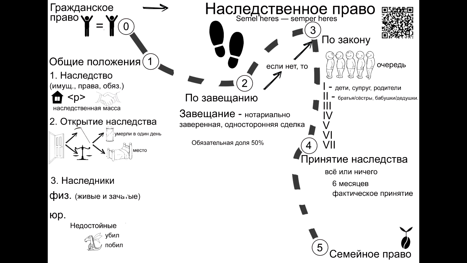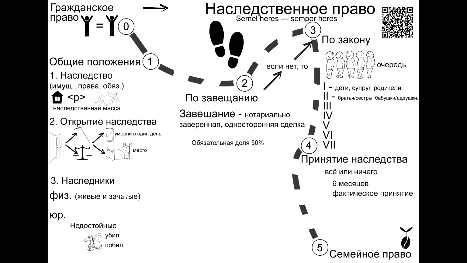Inheritance law is a branch of law that is a system of legal norms regulating public relations on the transfer of property of the deceased, or the testator, to other persons, the heirs. The main source of inheritance law in Russia is Section 5 of Part 3 of the Civil Code.